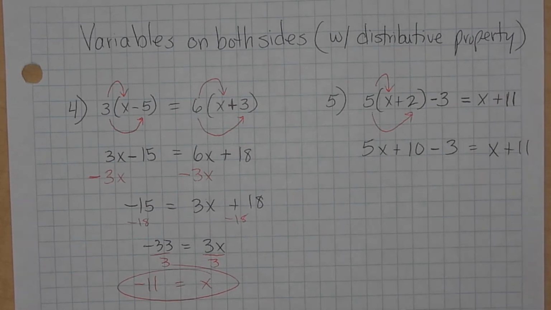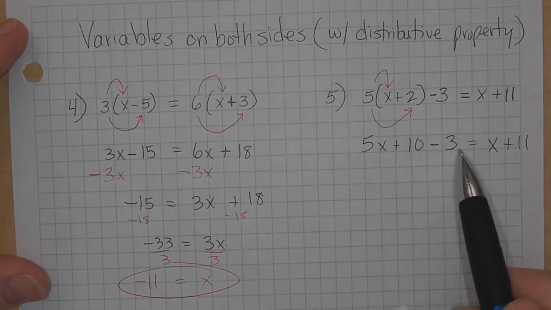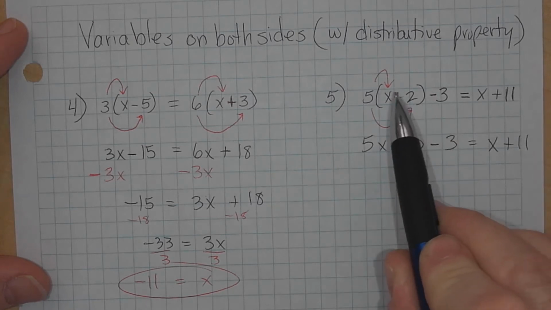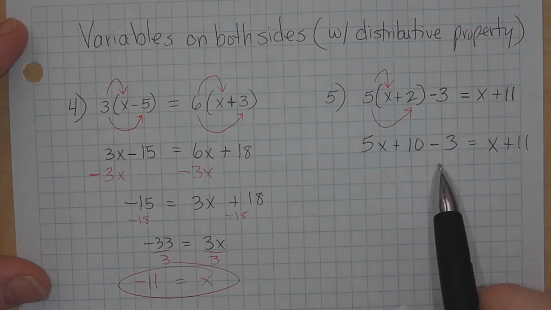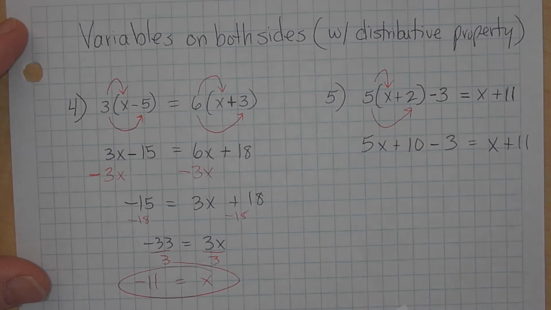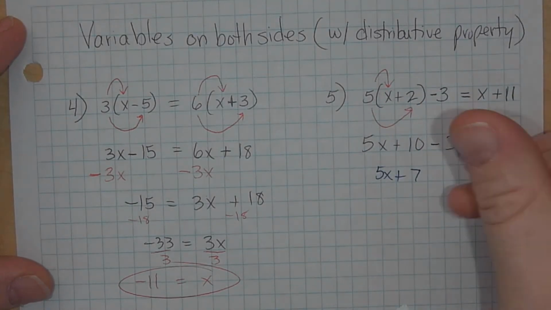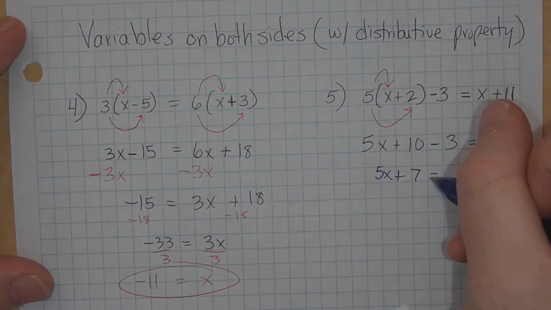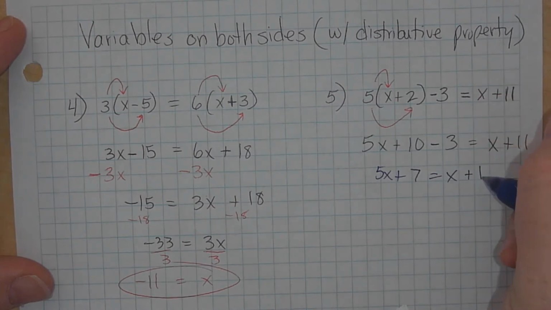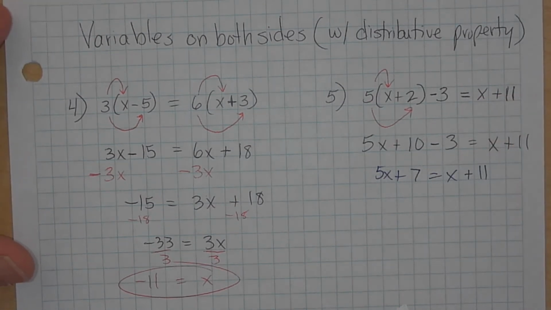Now, before we consolidate our x's, before we get rid of one of the x's, we can't combine those two, okay? We couldn't before because this was in parentheses, but now we can. 10 minus 3 is 7. So you got 5x now plus 7, because it's positive 7, equals x plus 11.